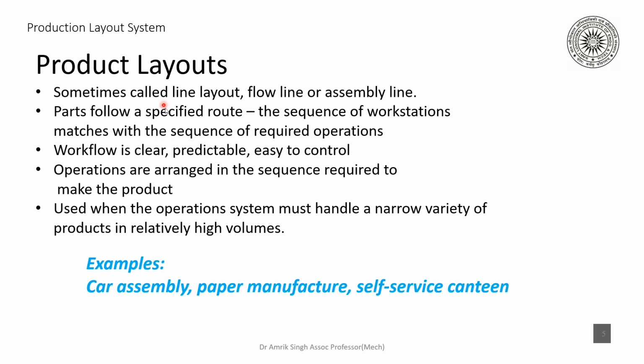So first of all, the product layout is also sometimes called a line layout, or the flow line, or the assembly line. That means the parts are arranged in a line, machines are arranged in a line. A part follows a specified route and a sequence of workstations. That means we will specify the route also.